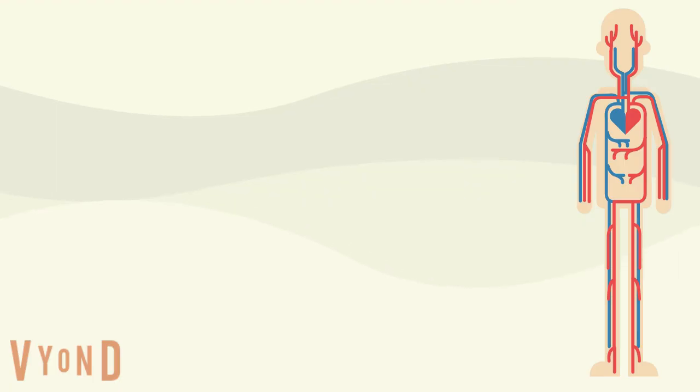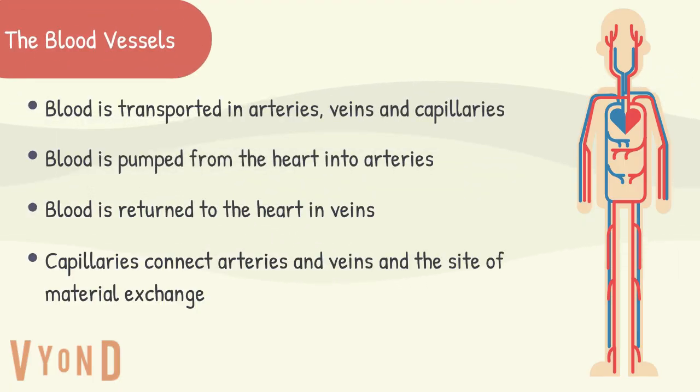Blood is transported in arteries, veins and capillaries. Blood is pumped from the heart into the arteries and returned to the heart in the veins. The capillaries connect arteries and veins, and materials are exchanged between the blood and the cells across capillary walls.